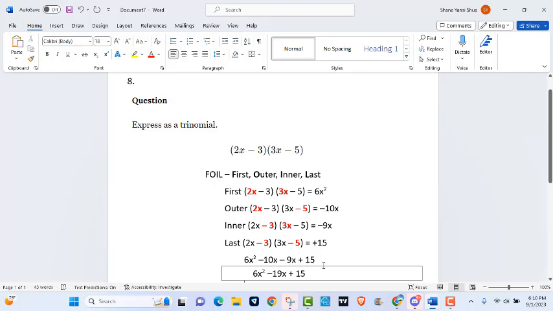And then all we have left after that is to combine our like terms. We combine our negative 10x with the negative 9x. We have 6x squared minus 19x plus 15. We're going to plug this into DeltaMath and see if it likes our answer.